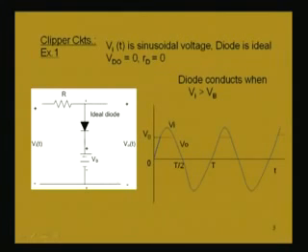V naught will be equal to Vb. That is shown here: V naught equal to Vb when the diode conducts. Now, you note that the sinusoidal voltage Vi is varying, and from this point downwards, Vi is less than Vb. So, when Vi is less than Vb, the diode will be off.